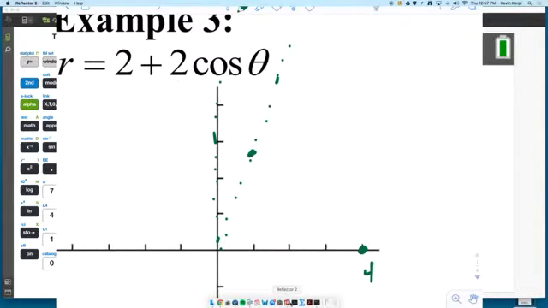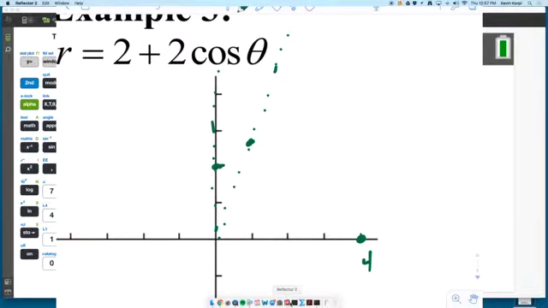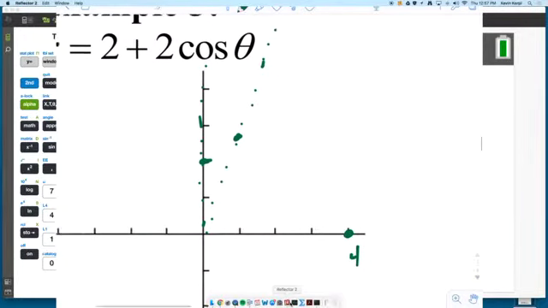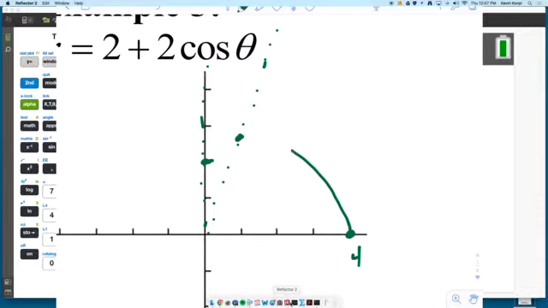All right, then we point due north at pi halves. What's cosine of pi halves? 0. And 0 plus 2 is 2. So we're right here. So notice what my radius has done. It has gradually decreased from 4 to 2 as I rotate.